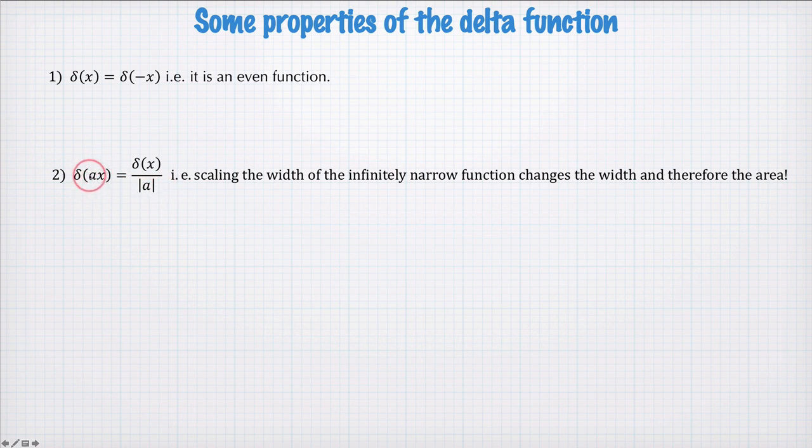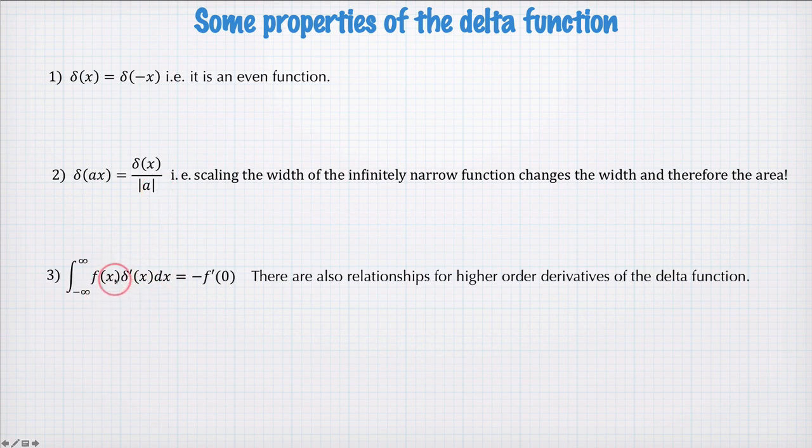If you put a scaling factor a in here, then this is equal to delta x divided by the absolute value of a, which is kind of saying that scaling the width of this infinitely narrow function changes the width and therefore the area. So if you make a something which is bigger than 1, you make it narrower and you divide the width when you integrate this by a factor of a.